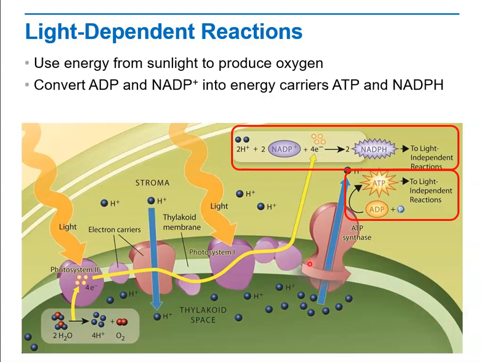Here we have the membrane of the thylakoid. The thylakoid is a fluid-filled sac. It's rather flat and it's stacked up in these stacks called grana. So the inside of the thylakoid is this space, the thylakoid space, and outside the thylakoid we have the stroma. The stroma is the fluid that fills the rest of the chloroplast. That's not part of the thylakoid.